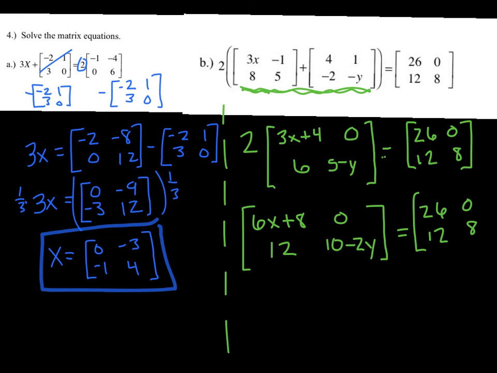So now that we're down to just a matrix and a matrix on each side of our equation, now it's like that very first one that we did where we can say, okay, 6x plus 8 equals 26 because they correspond in the same spots, and 10 minus 2y equals 8. So I would subtract the 8 and get 18.